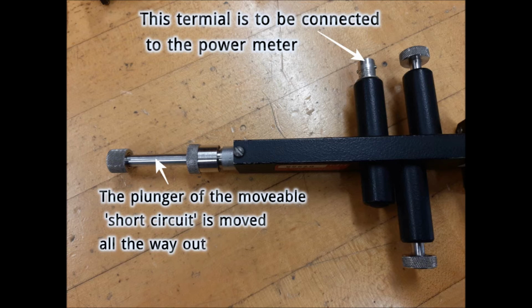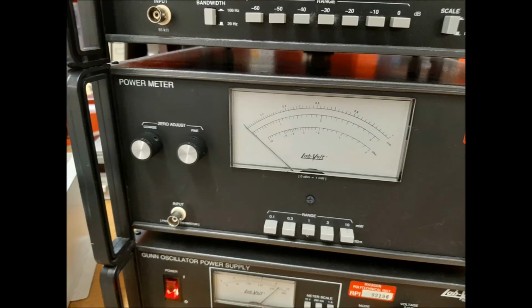Today we will see how the signal varies if you change the movable short circuit. Picture shows the power meter. The power meter has a monitor showing the power produced by the Gunn oscillator and also two zero adjust knobs. These knobs are required to nullify the power meter.